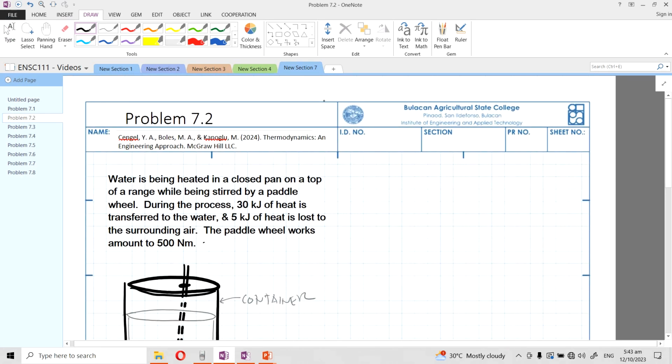So for our next sample problem, it says here water is being heated in a closed pan on the top of a range while being stirred by a paddle wheel. During the process, 30 kilojoules of heat is transferred to the water and 5 kilojoules of heat is lost to the surrounding air. The paddle wheel work amounts to 500 Newton meter.